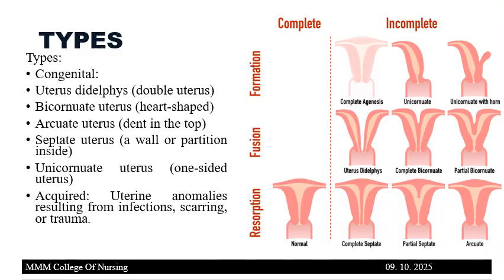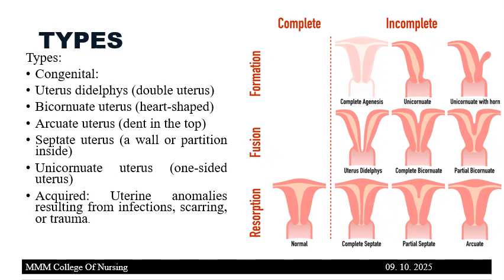What are the types of uterine abnormalities? Based on complete and incomplete, based on the resorption of the septum and the fusion of the duct and the formation of the horns of the uterus. It is divided as, as you see in the picture, complete agenesis, unicornuate with horn, uterus didelphus, complete bicornuate, partial bicornuate, and complete septate. Based on the resorption, it is complete septum, partial septum, and arcuate.